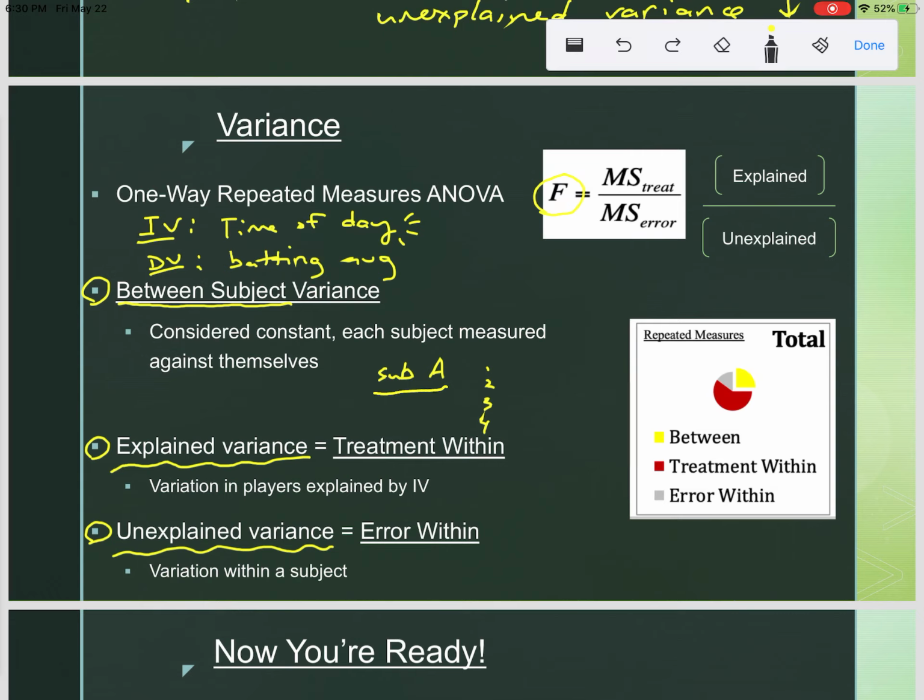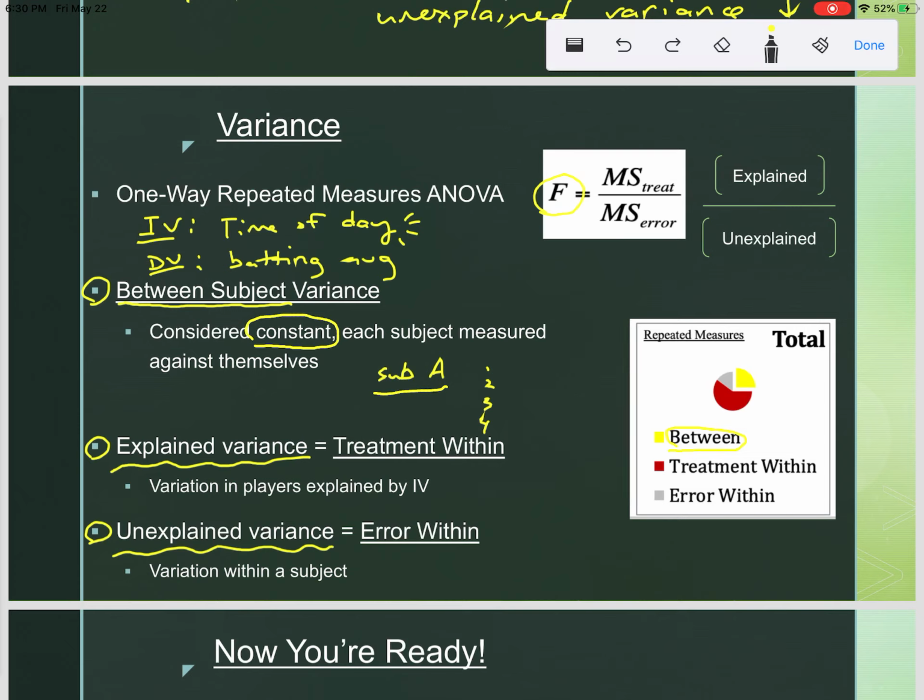And because it's going to be there for everyone, this is considered a constant. But I still have it in here. It's shown as yellow. We kind of put that aside in a repeated measures ANOVA. We know it's there, but we put it aside because it's the constant for everyone. So if it's the constant for everyone, it's not really going to change what we're looking at because that's assumed to be a constant or relatively constant.